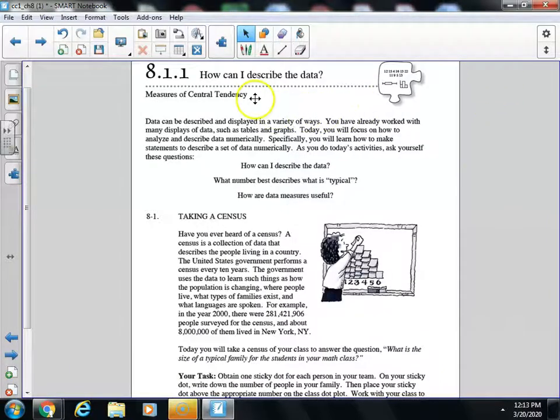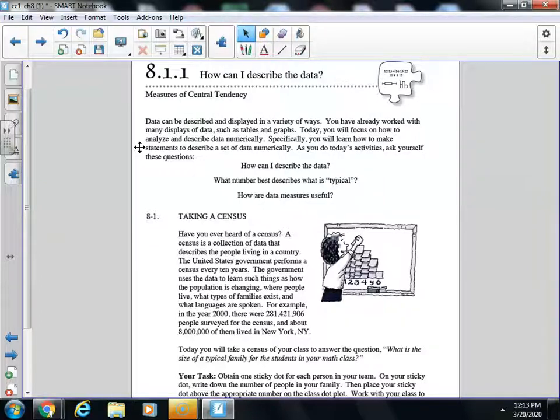In Lesson 8.1.1, we are going to talk about measures of central tendency. Data can be described and displayed in a variety of ways. You have already worked with many displays of data, such as tables and graphs. Today, you will focus on how to analyze and describe data numerically. Specifically, you will learn how to make statements to describe a set of data numerically.